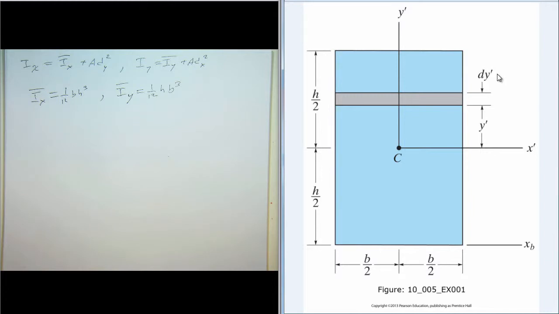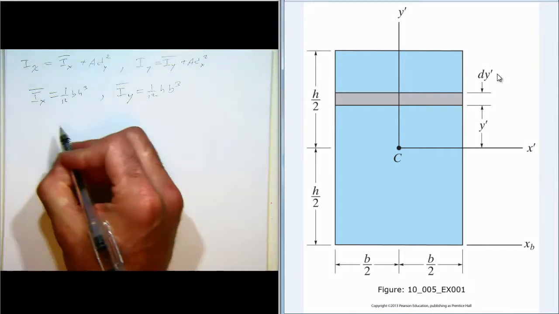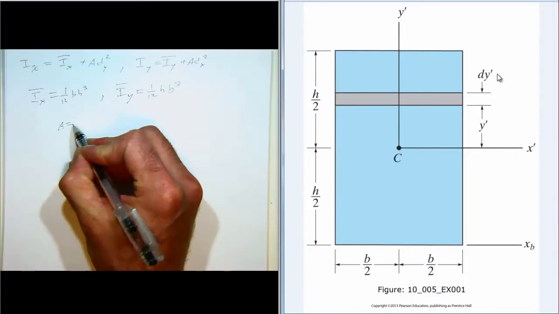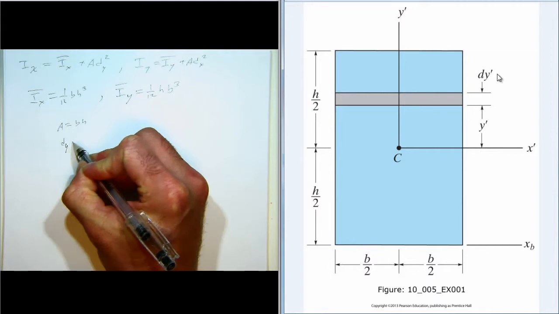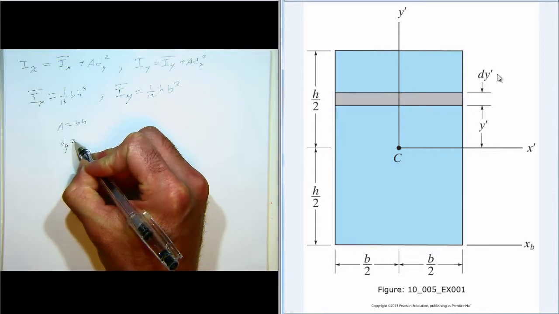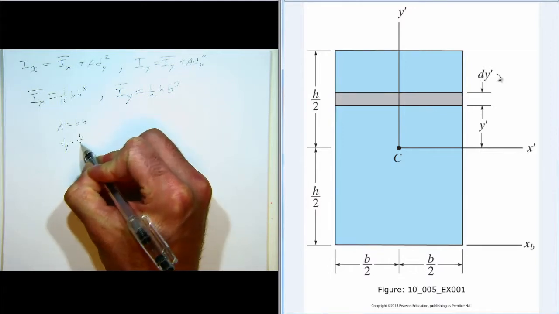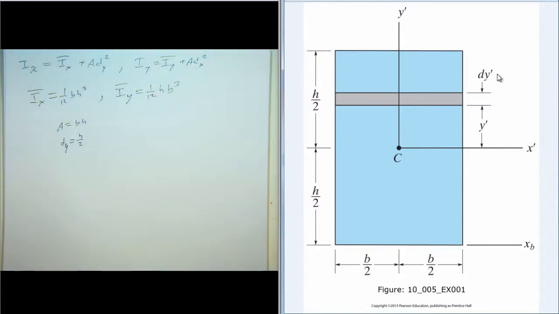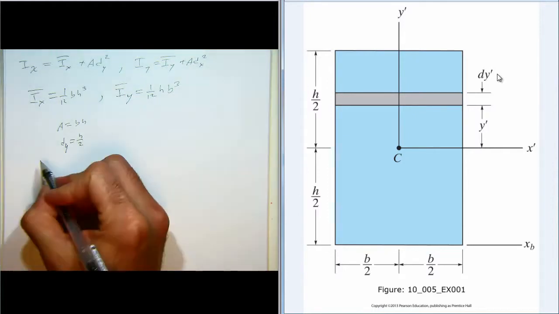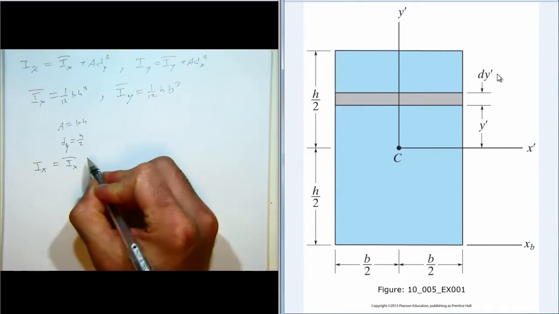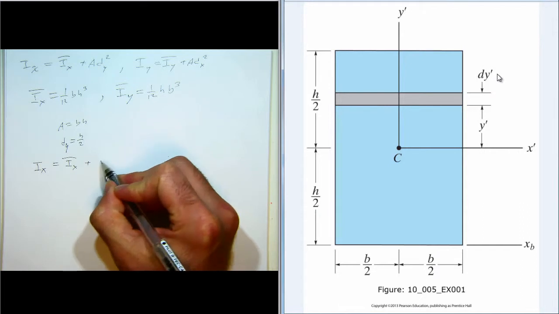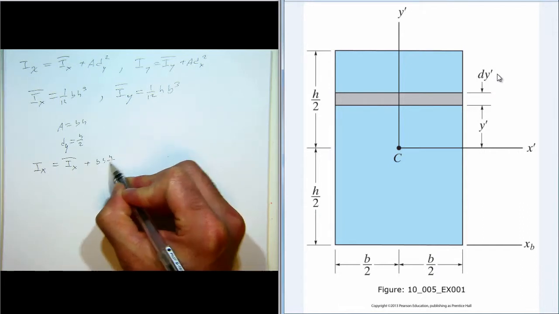So now we need to determine the moment of inertia about x sub b. And the area is bh, and dy is h over 2. So that's the distance from the axis x sub b to the centroid in the y direction. So Ix is Ix bar plus bh times h over 2.